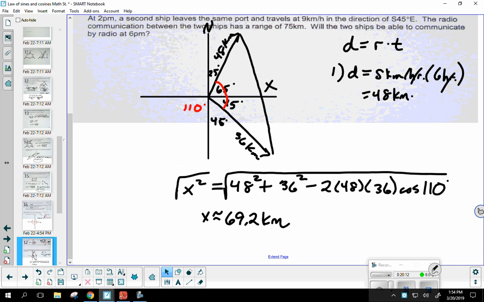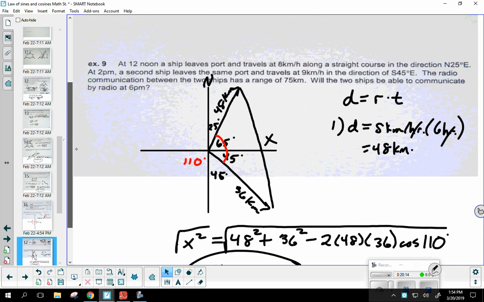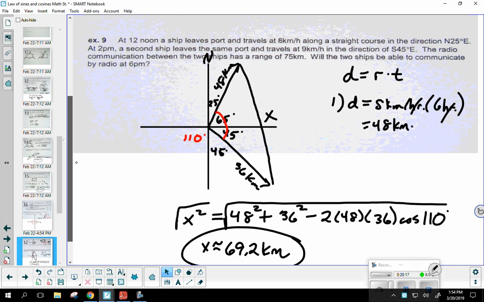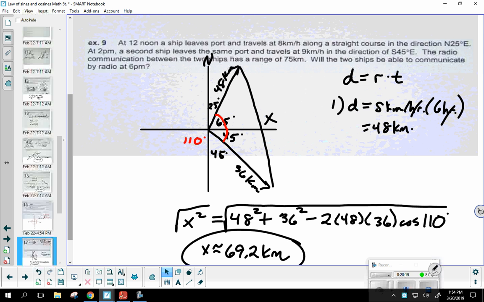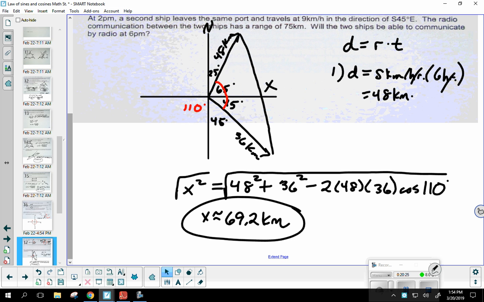Now, the original question, this is really just yes or no. They can only communicate if the distance between them is 75 kilometers or less. Will the two ships be able to communicate by 6 p.m.? Yes.